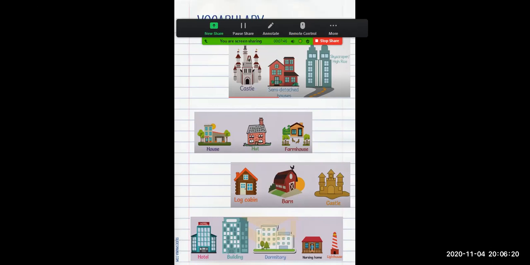Log cabin, cabin igual nuevamente es una cabaña, pero log significa bloques o de madera, ¿ok? It's made of wood, como bloques de madera. A barn es la casa de los animales, es donde el granjero, donde están todos los animales. Establo. That's a barn. Establo, thank you. That's the house of the animals.